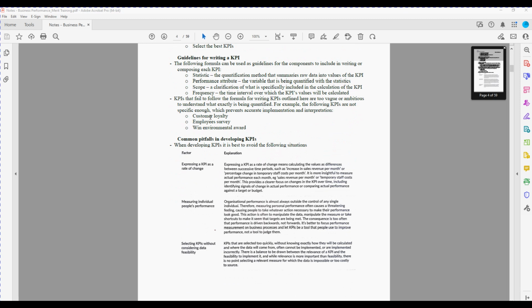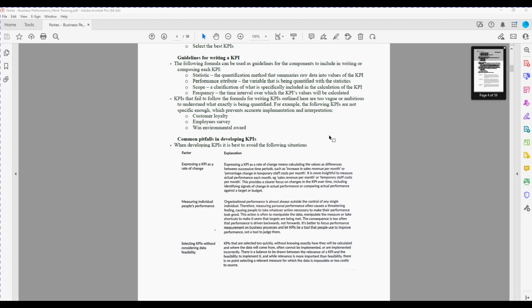Okay, so guidelines for writing a KPI. As we discussed, it's important to be several things such as specific, consistent, measurable, etc. So here are some guidelines in terms of writing or composing each KPI. So it needs to be a statistic, so it needs to be a quantification. It needs to be a performance attribute, so the variable that is being quantified with the statistics, right? So not just a random number, but actually saying, okay, because NPS is down, this is indicating that performance on customer service is bad.